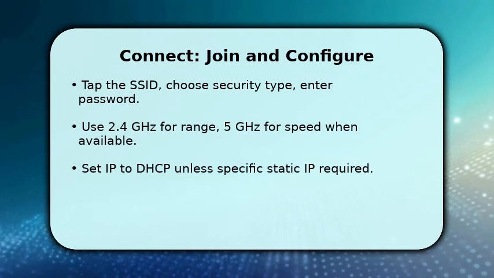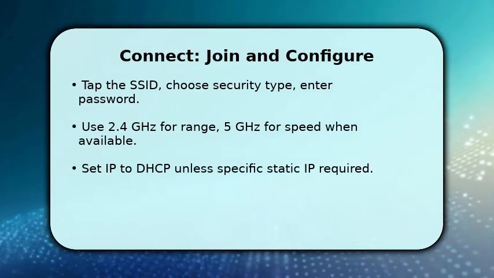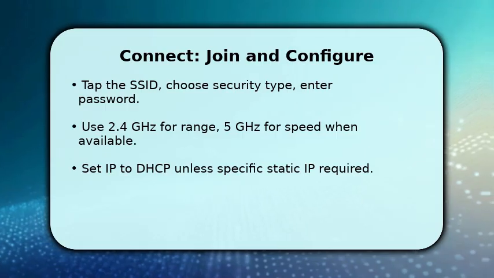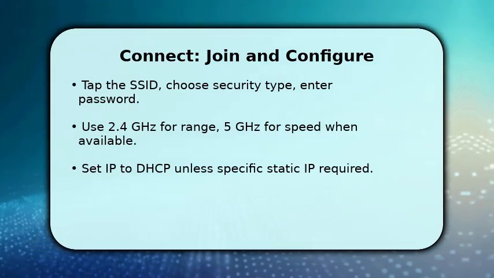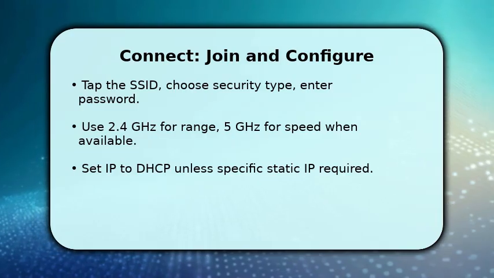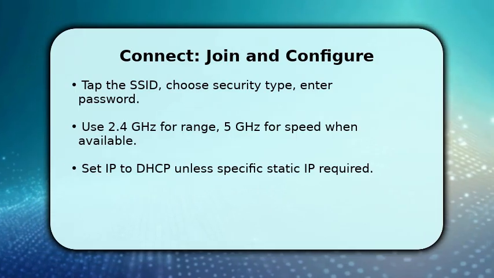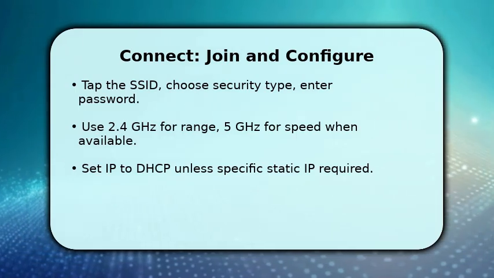Now you join and configure the network. Tap the SSID, confirm the security type, WPA2/WPA3, and enter the password carefully so you avoid rejected keys. Once connected, Android negotiates DHCP. Keep that unless you need a static IP for a printer or port forwarding.